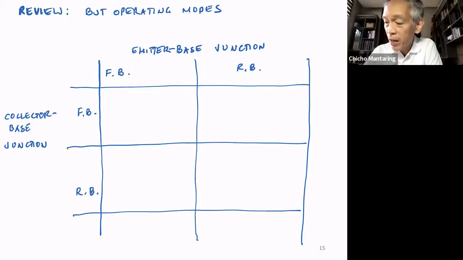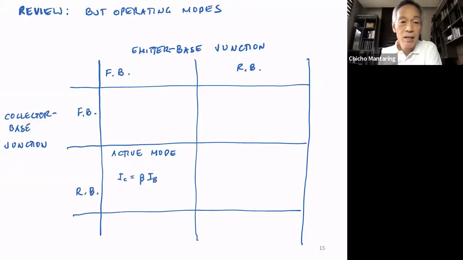When the emitter-base is forward biased and the collector-base is reverse biased, this is the active mode. And in the active mode, what is the relationship between your base current and your collector current? You remember? The characteristic of the active mode is IC equal to beta times IB. That is in the active mode. Remember, that relationship only holds true in the active mode.